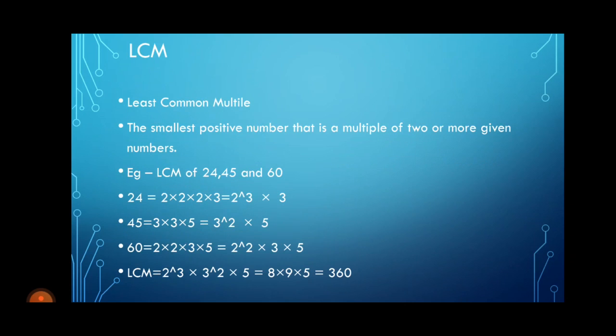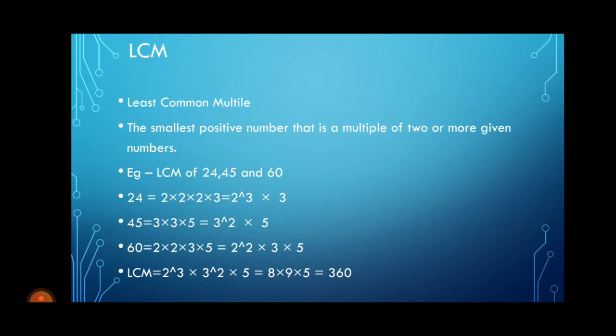Let's go to the term LCM, least common multiple. The smallest positive number that is a multiple of two or more given numbers. Go to an example. I have to find out the LCM of 24, 45 and 60.